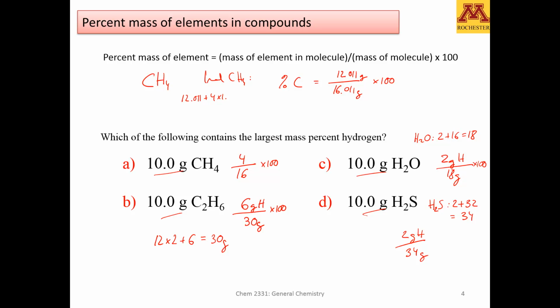Whichever is the largest number here, this is 1/4. Let me see, this is less than 1/4. This is definitely less than 1/4, and this is definitely less than 1/4. Methane is the compound with the highest, largest mass percent of hydrogen. Hopefully that makes some sense.